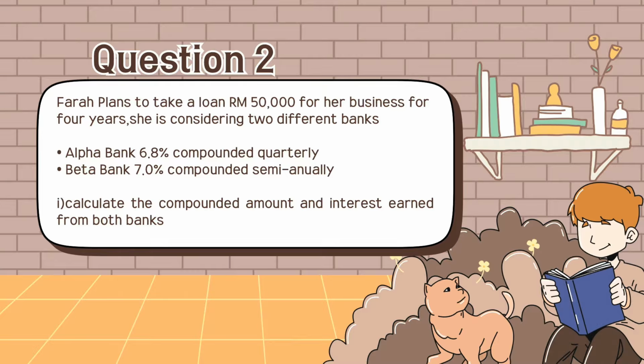Good morning everyone. Today I will be explaining and comparing two loan options that Farah is considering. Farah plans to take a loan of 50,000 ringgit for her business for 4 years. She is considering two different banks. First, Alpha Bank is 6.8% compounded quarterly. Second, Beta Bank 7.0% compounded semi-annually. First question is calculate the compounded amount and interest earned from both banks.